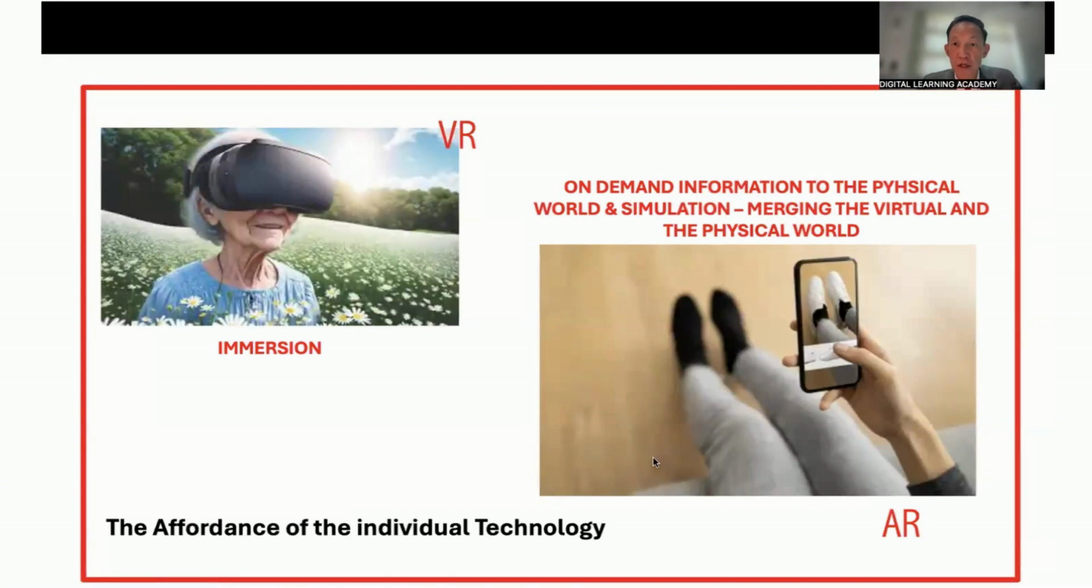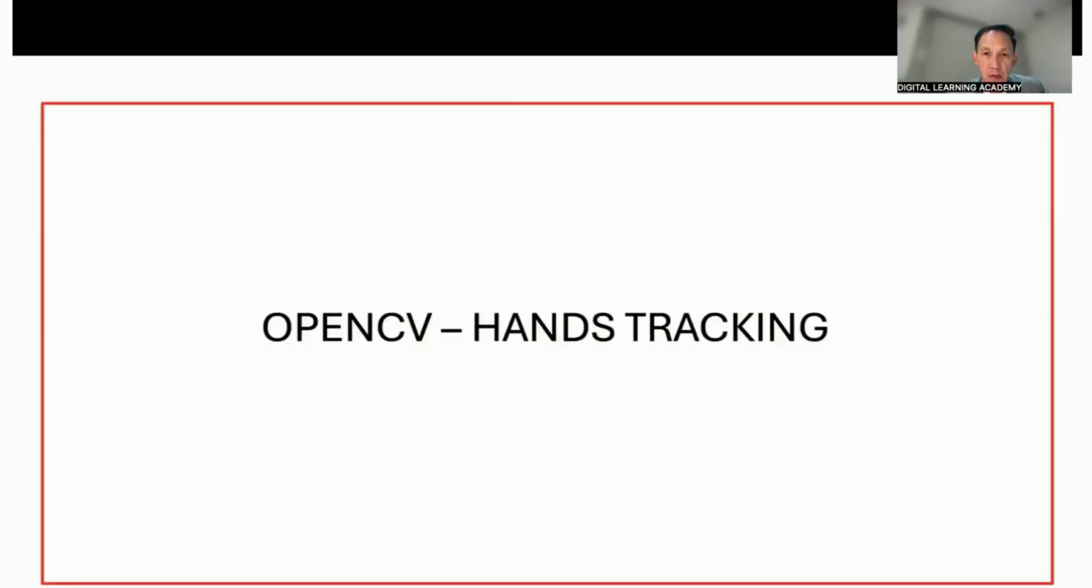AR merges the virtual world and the physical. Therefore, it could pull animated information, images, text to appear next to anything you can see in the physical world. It enriches us in many industries: medical, e-commerce, and many others. In this presentation, I'm going to use OpenCV as an example.